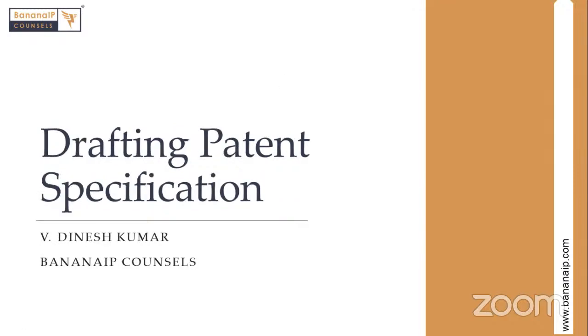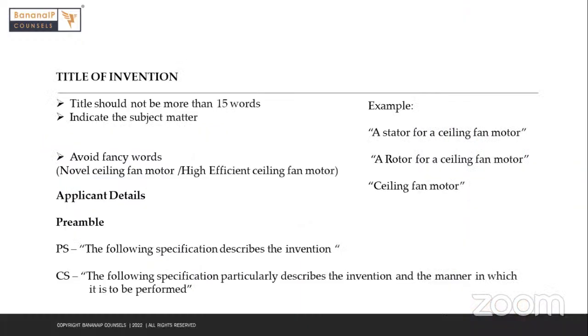Hello, everyone. We will see the basics and some of the approaches in drafting a patent specification. On the first page of the patent specification, we have the title of the invention. The title should not be more than 15 words. The title should indicate the subject matter. That is, the title should be relevant to the invention while not disclosing the invention.